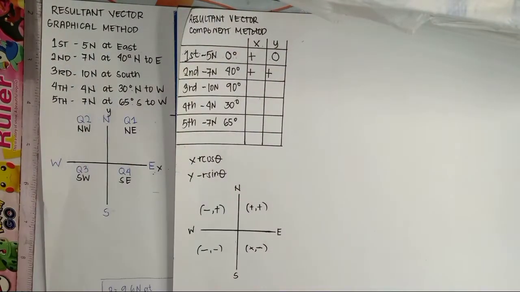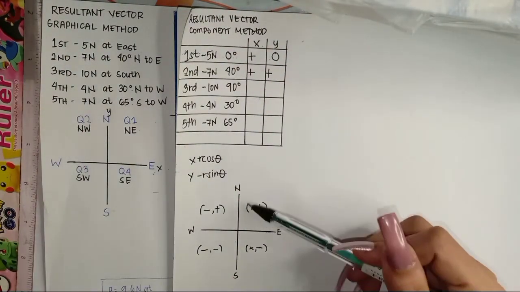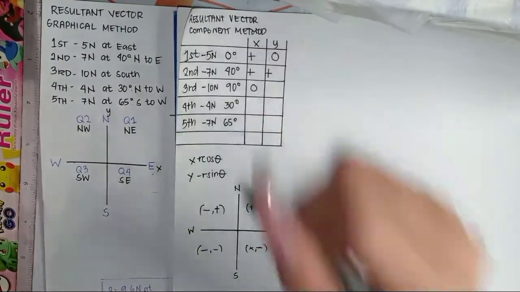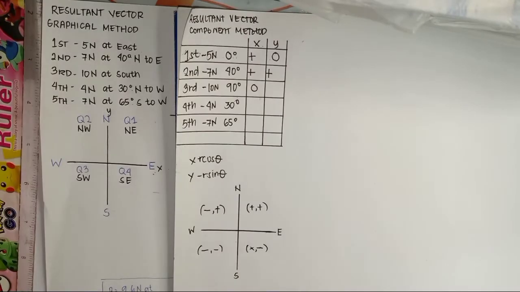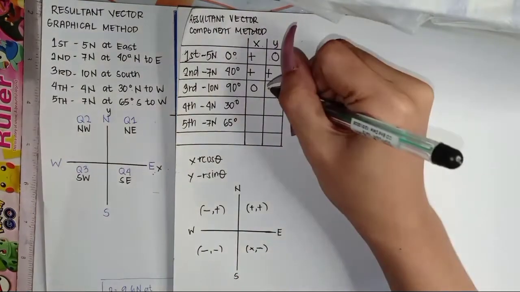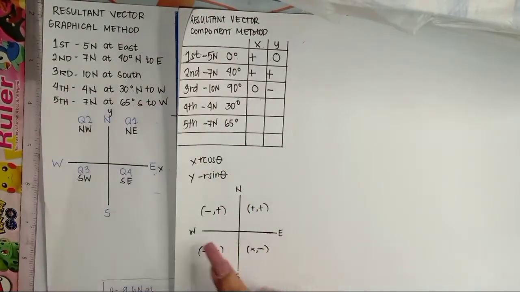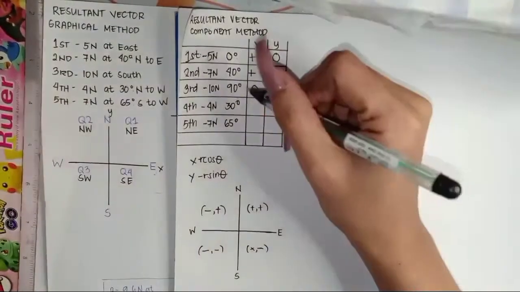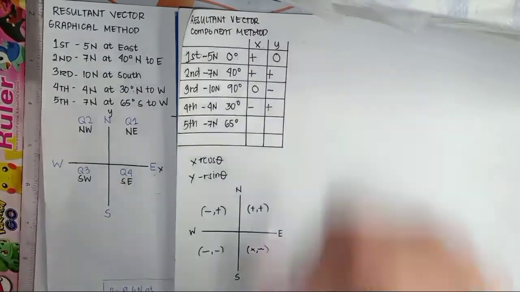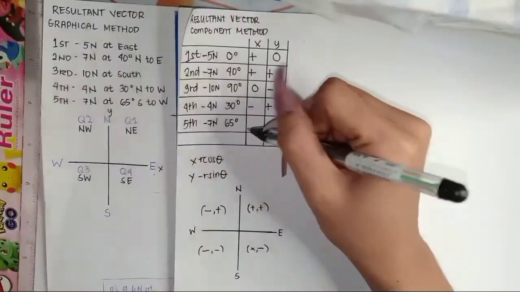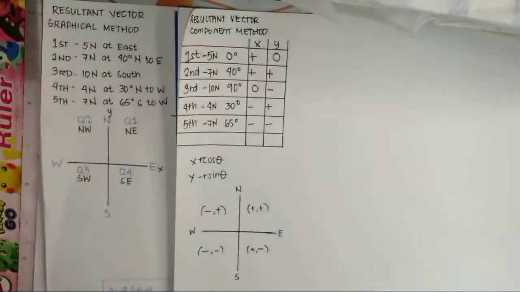Next is south. Ang south, nakalagay siya sa y. So, ibig sabihin, automatic na yung x niya ay 0. And dahil pababa siya, negative. Next is north to west. North to west, ibig sabihin dito siya, negative, positive. And last, south to west. South to west, ibig sabihin, pag ganyan siya, para silang negative, negative.